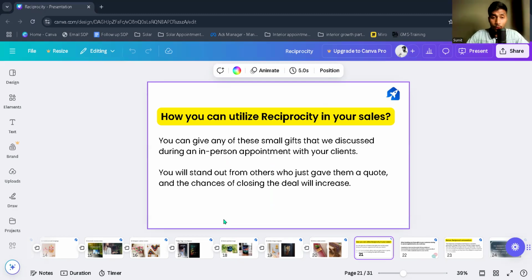But if you're the one who presents a small gift without asking anything upfront, you just pitch your service after gifting them, then in the in-person appointment your chances will be a lot higher and people will see you as a higher authority in that place. All right. So we're going to learn how you can utilize this in your service.